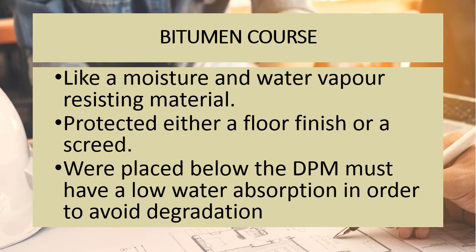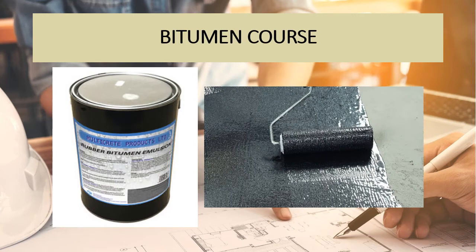Next, bitumen coat is another type of damp-proof membrane. Bitumen coat is a moisture and water vapor resisting material. It is protected by either a floor finish or a screed. Insulation placed below the damp-proof membrane must have low water absorption in order to avoid degradation. This is the photo of bitumen coat. This type is made in liquid form.